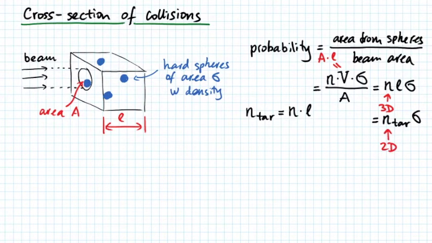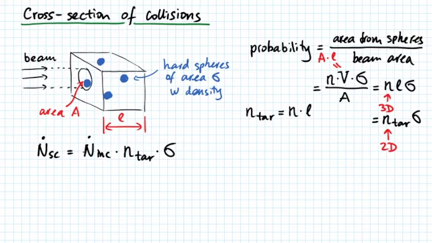We can ask the question how many collisions will occur, and it depends on how many incident projectiles go through the target. The number of scatterings will be given by the number of incident particles times the probability of each particle interacting with a hard sphere, which is simply the density of the target times the cross-section. Likewise, the rate of scattering, which we can denote as N dot of scattering events, will be given by the rate of incident projectiles times the density of the target times the cross-section.